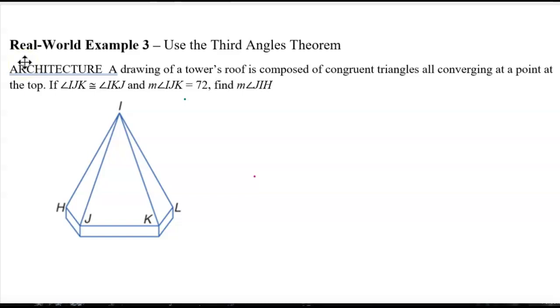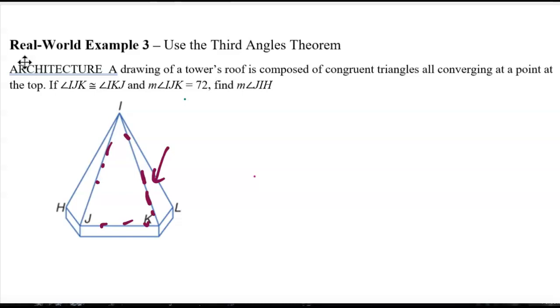It says a drawing of the tower roof is comprised of congruent triangles all converging at a point at the top. So if triangle IJK, that's that front face, is congruent to IKL, which is the side face here, and the measure of angle IJK is equal to 72, find the measure of angle JHI.